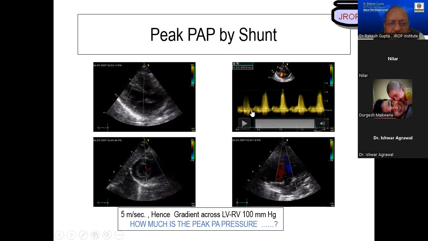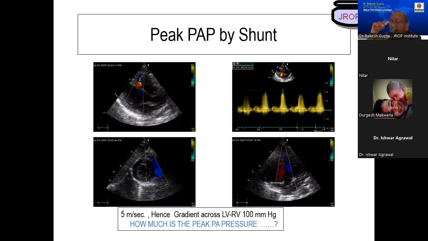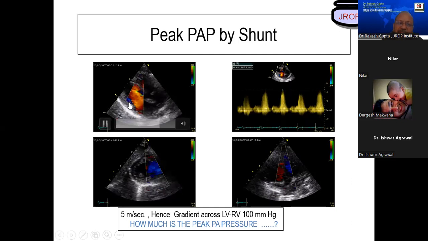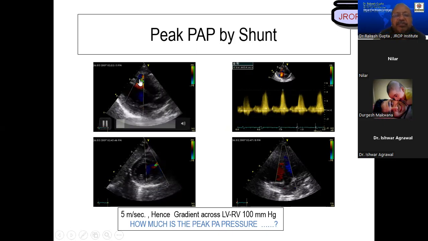So what am I going to get? I'm going to get a Doppler flow pattern from LV to RV. And mind my words, this is LV to RV, because LV pressures are more than RV pressures. If the pressure reverses, suppose we had a reversal of flow, in that case the shunt would be seen in the other direction. So we kept a cursor line across this, and we get a Doppler flow pattern with a velocity of almost 4.43 meters per second. Let's consider it as 5.